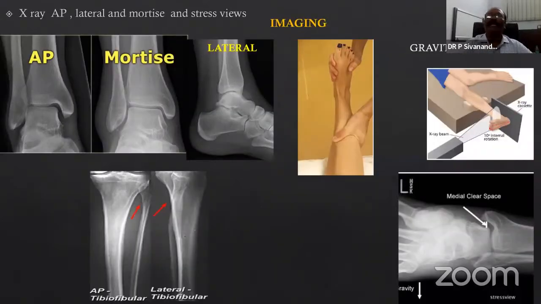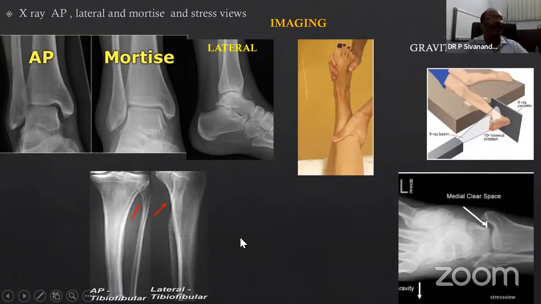So after clinical examination, definitely you will ask for radiological investigations. What X-rays should you ask for? It is the AP view of the ankle, the mortise view and the lateral view. These three views are very important for understanding these syndesmotic injuries. But never forget to take the joint above and the joint below. This rule of two you must always follow in ankle injuries.